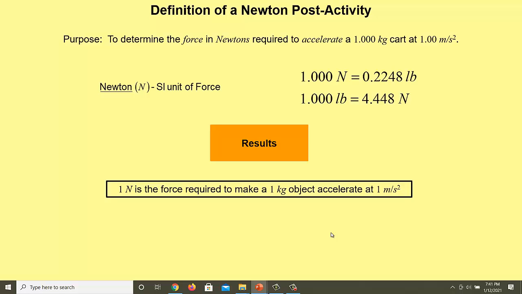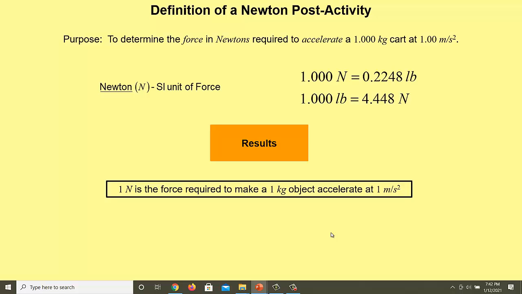They actually chose the size of the Newton based on this definition. If you want to know how much is a Newton, how much force, well, it's the force that makes a 1 kilogram object accelerate at 1 meter per second squared. Isn't that a strange definition? It's as good as any other, though. It works out to be a little less than a quarter of a pound. But again, it's just what the definition is, and we saw that it works that way in experiment as well.